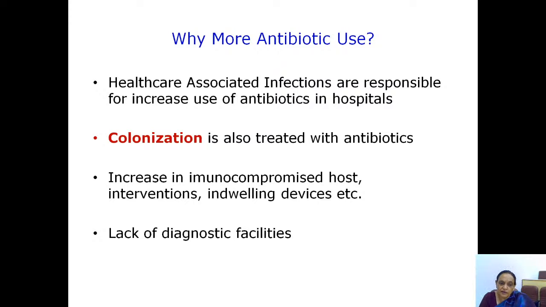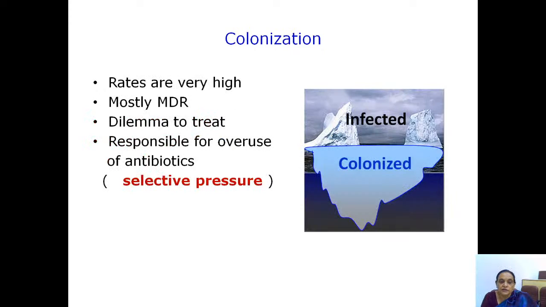Then we anyway have to use antibiotics because the immunocompromised host population is increasing, more interventions are done, and more indwelling devices are put in. So you are likely to invade the sterile body sites in terms of these devices. You are treating an immunocompromised host. So these are all groups which are liable to infection with opportunistic pathogens. Then there is the lack of diagnostic facilities in a large part of our country, because there everything has to be treated empirically with antibiotics. So what is colonization?